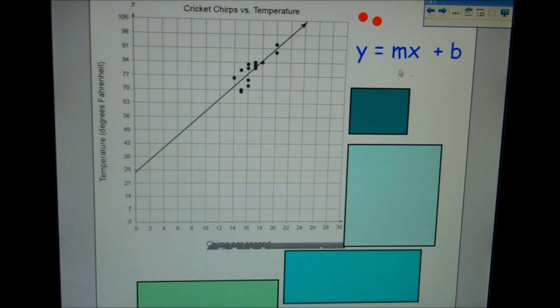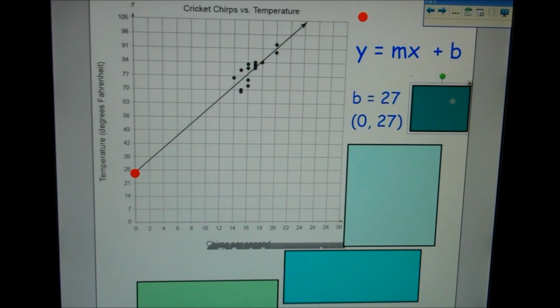Which piece should we find first? Should we find m first or b first? We should find b, the y-intercept. And I want you to look at it. Now this doesn't quite hit 28, okay, but it's just below it. So for now, we're going to assume that that's 27, okay? So for that ordered pair, our b is 27. That's our y-intercept. That's where this line hits the y-axis.